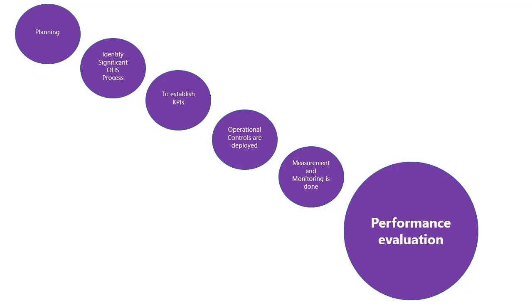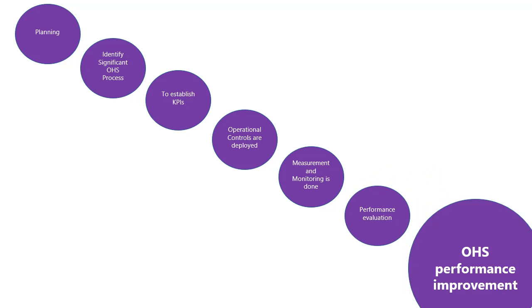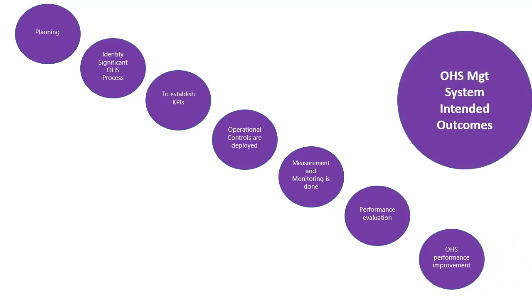The purpose of the management review process is to improve the OHS performance, as the management review shall decide the necessary changes in the management system to make the OHS management system efficient and effective so it is able to achieve the intended outcomes.